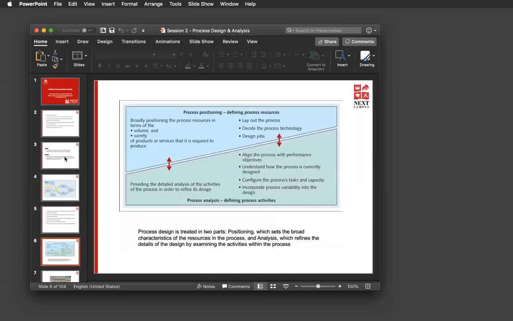Okay. So this slide, I hope you can see. If you don't see the slides, just shout, just let me know. Now this basically gives you the two elements of process design. One is you position the process, then you analyze the process.